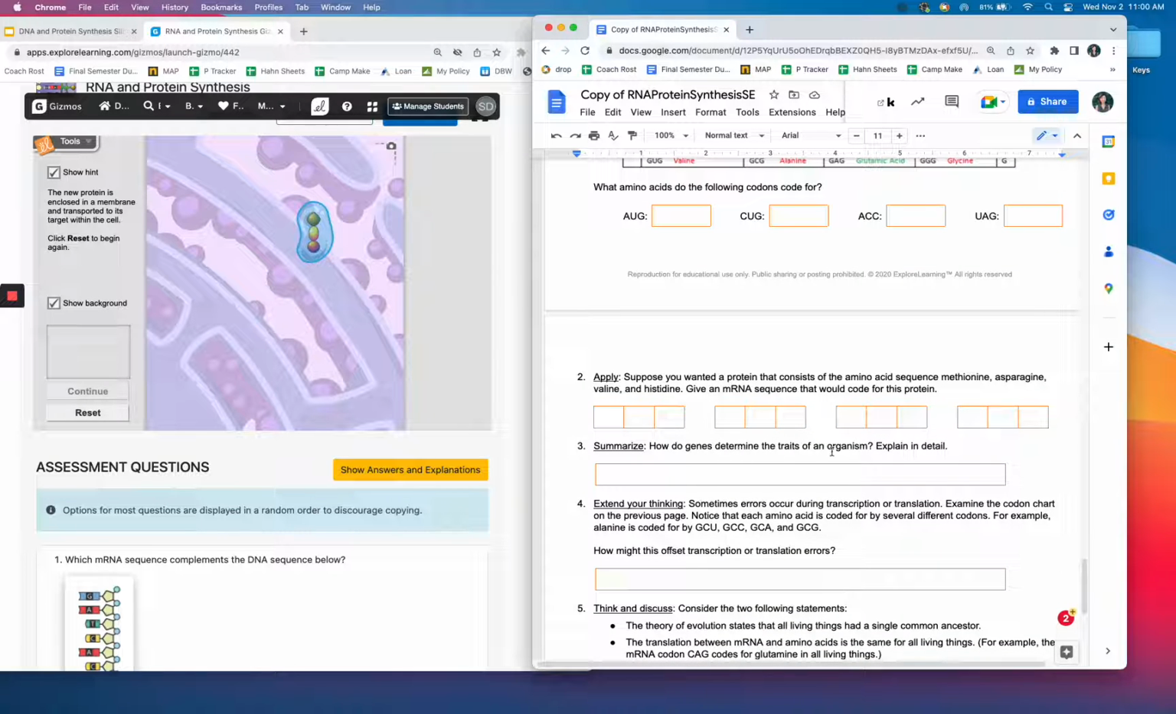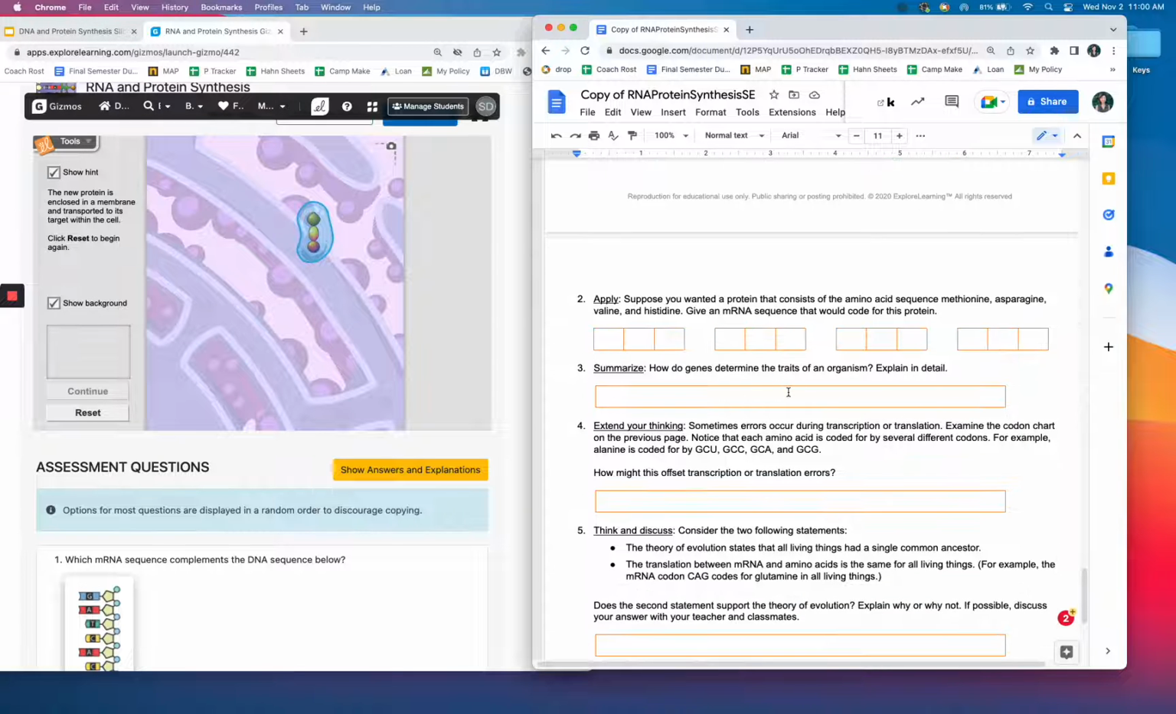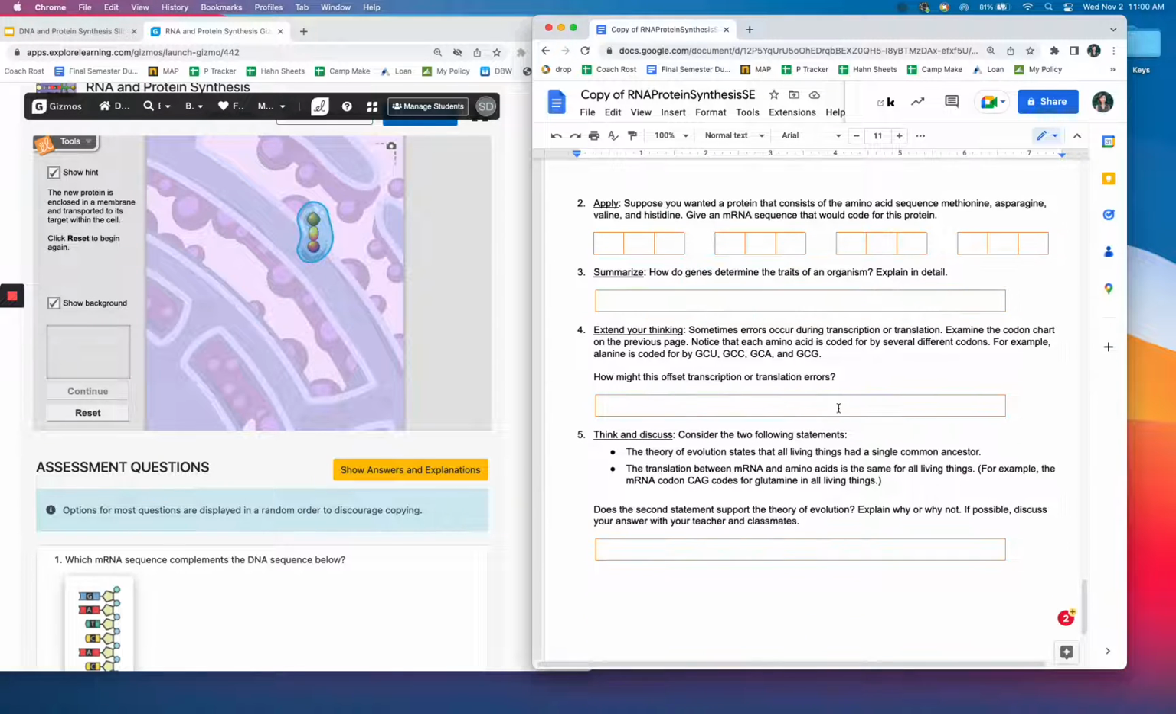How do genes determine the traits? Okay. And again, you might look at what is a gene? What does it code for? And how does that become traits? Okay. And then you can answer these questions.